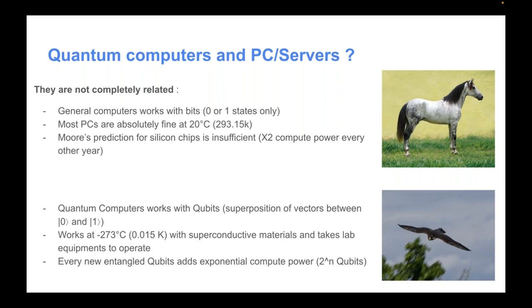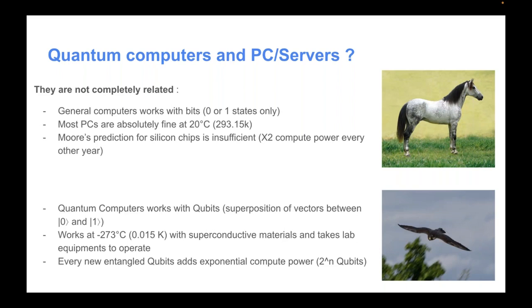First thing, as you may already be aware, a general or classic computer works with bits, so 0 and 1, only digital. Most PCs work at regular temperatures, right? We use them during summer, during winter, and it's not a big deal. And Moore's prediction, so Moore is the co-founder of Intel, and he predicted that every couple of years the compute power of silicon chips will double, which is right. But the problem is that for some compute, it just can't cope with the amount of power required. For some simulations, it would take a few hundred million years to run them on regular supercomputers. So it can't do everything. So I go to the quantum computer.